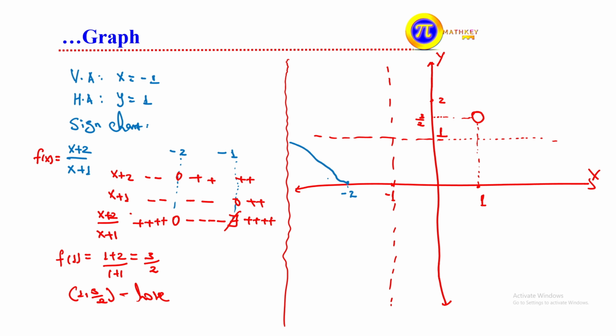At -2, the value is 0. Yes, we take 0. Between -2 and -1 it is negative, which means below the x-axis. Negative means negative values. The value of f is below the x-axis.